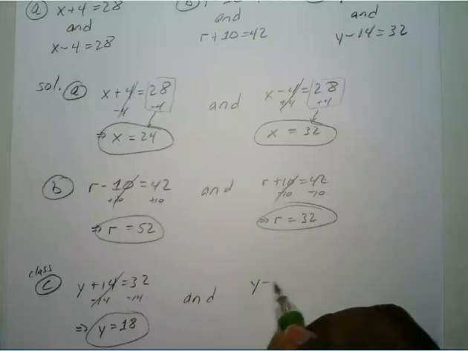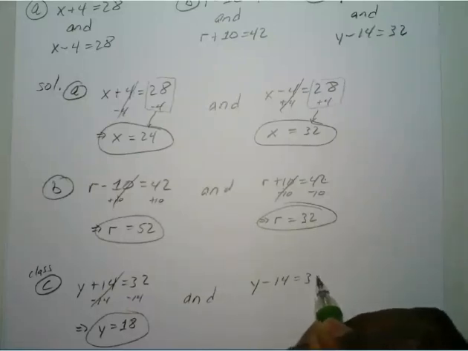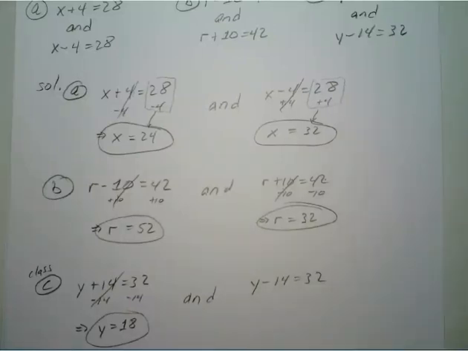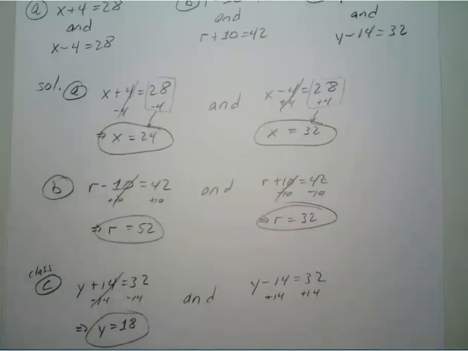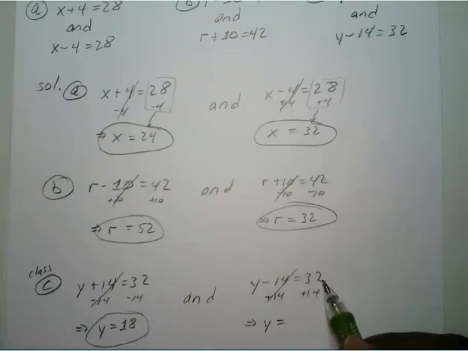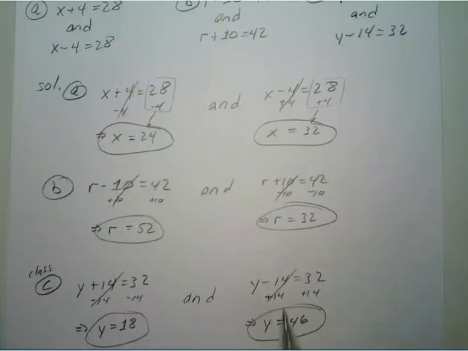And let's try our y minus 14 equals 32. Subtraction problem, so you know you're going to add 14 to both sides, and these two are going to cancel each other out. Okay, so on the left side of the equal sign, you have y is equal to 32 plus 14, which is 46.